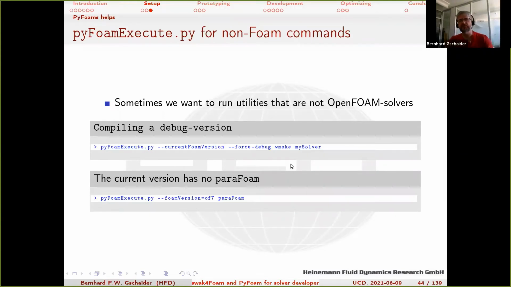Or what happens sometimes if you compile OpenFOAM versions yourself, the current version doesn't have PyFoam installed, then basically, for instance, to install PyFoam or to execute PyFoam from another version, you say, okay, PyFoam execute, use PyFoam from OpenFOAM 7.